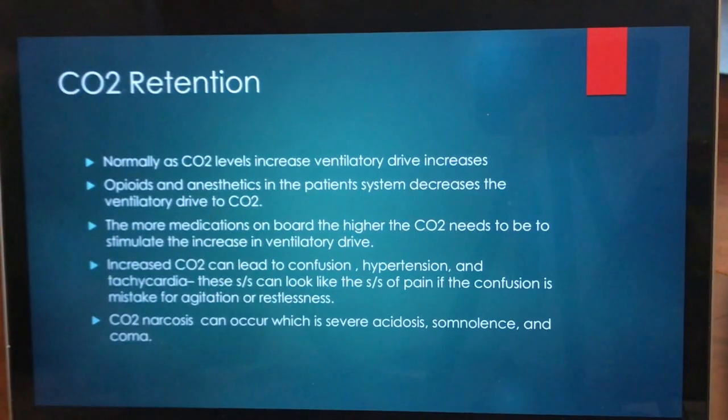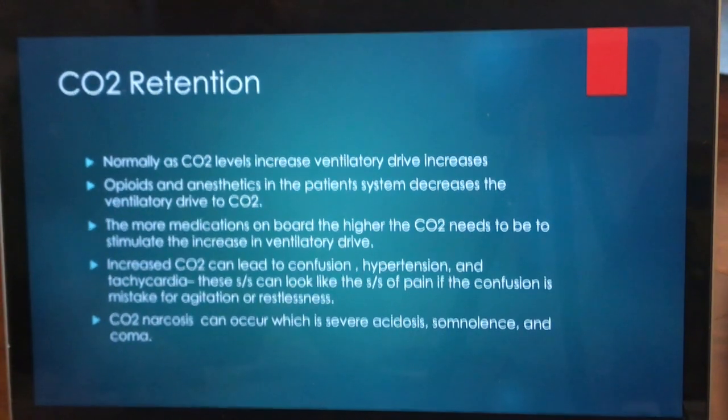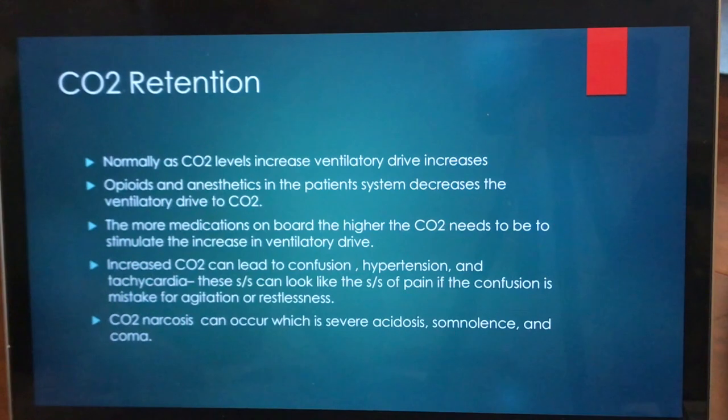CO2 retention. Normally, as CO2 levels increase, ventilatory drive increases. Opioids and anesthetics in the patient's system decrease the ventilatory drive. The more medications and narcotics still in the patient's system, the higher the CO2 needs to be for the brain to stimulate the patient to breathe.